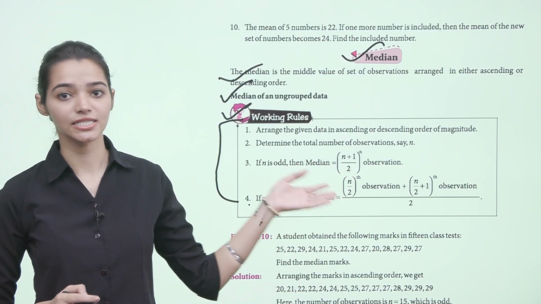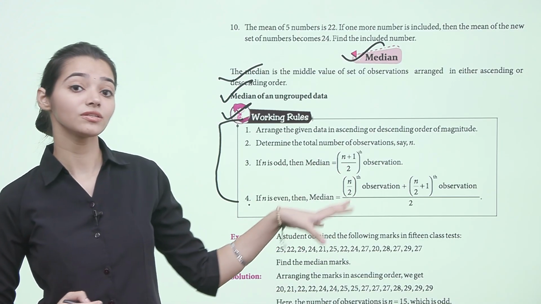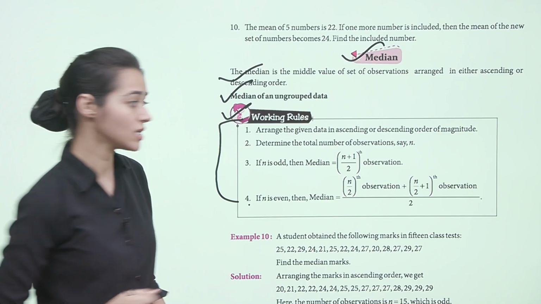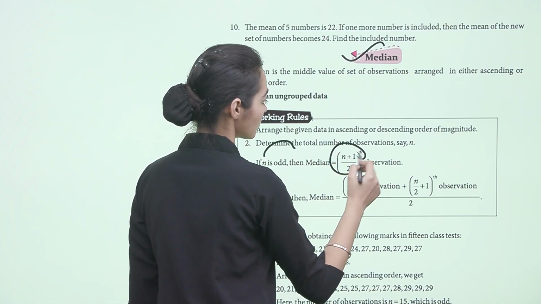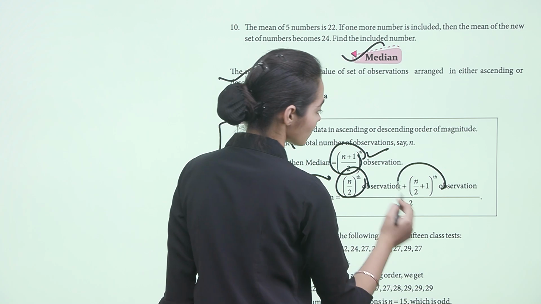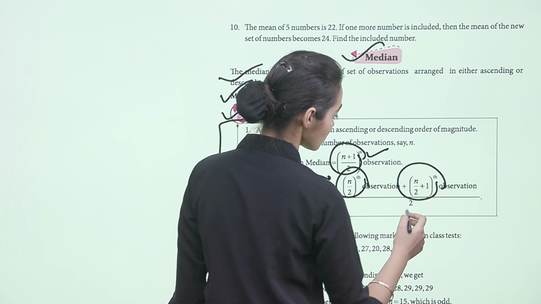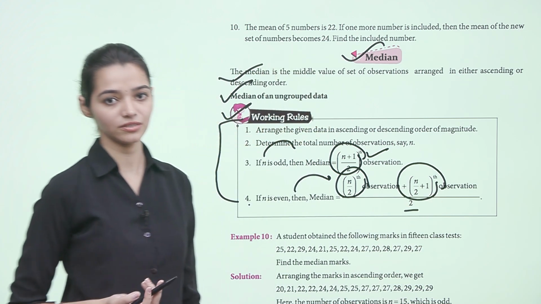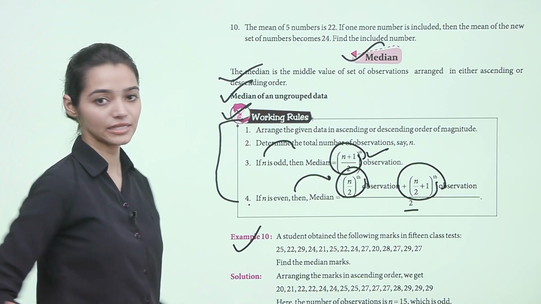Firstly, we arrange the data in ascending or descending order. Then we determine the total number of observations, n. If n is odd, then the median is the (n plus 1) by 2th observation. If n is even, then the (n by 2)th observation plus the (n by 2 plus 1)th observation, upon 2, is our what? Median.